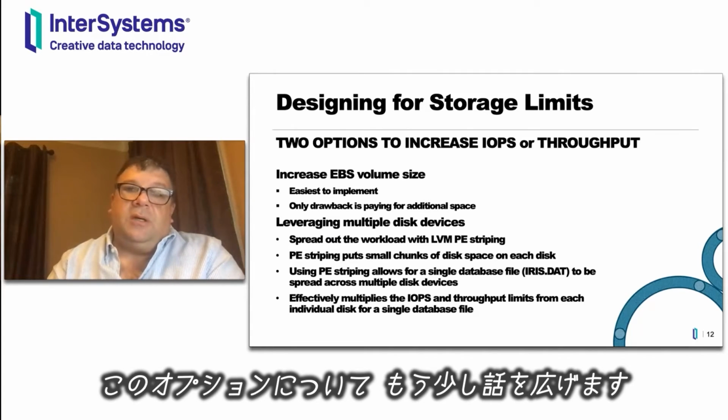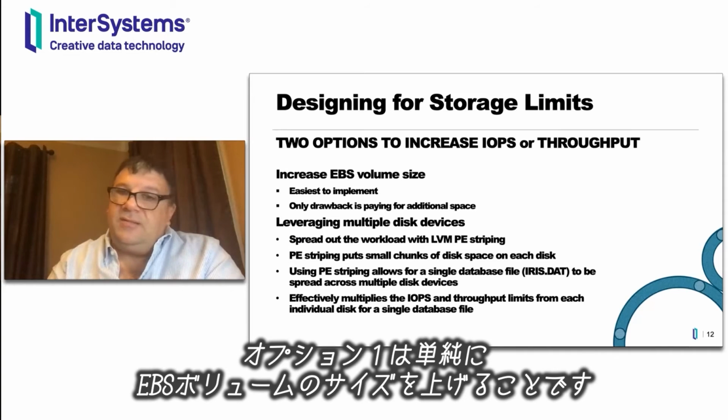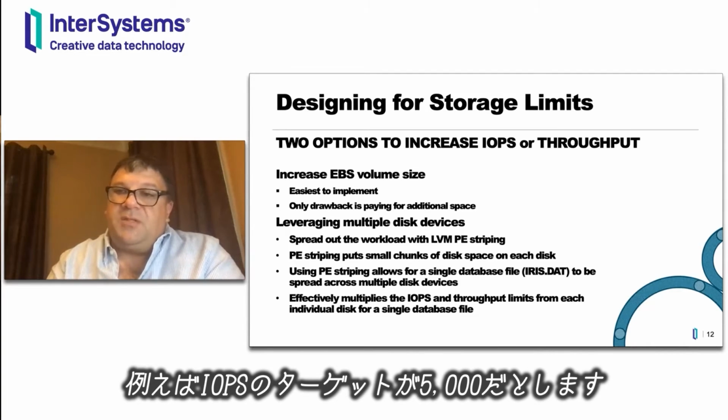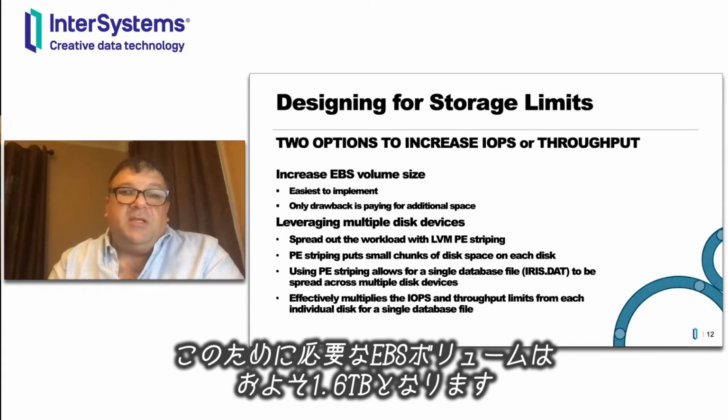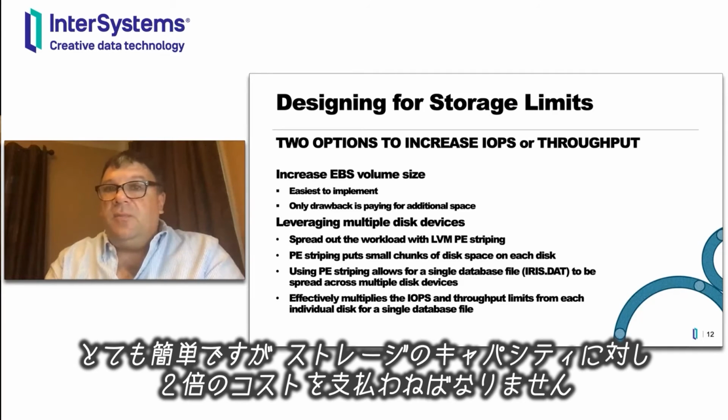Expanding a little bit more on these options. So option 1, again, is to simply increase the size of the EBS volume. For example, if an IOPS target is 5,000, the EBS volume needs to grow to approximately 1.6 terabytes to achieve that. So it's easy peasy. But now we're paying for 2 times the storage capacity.